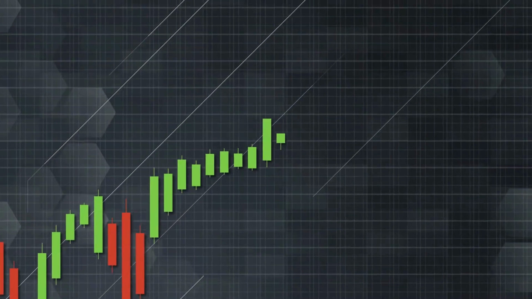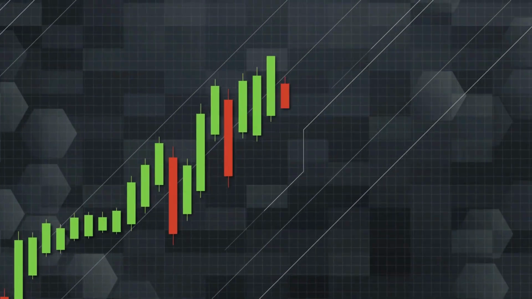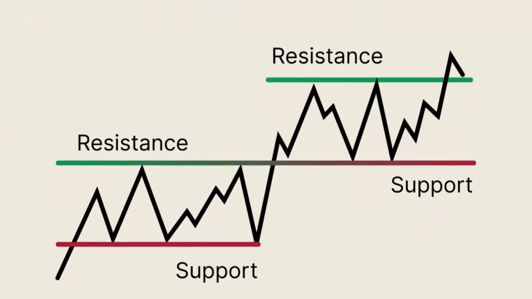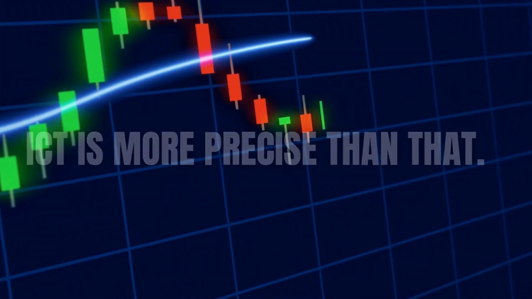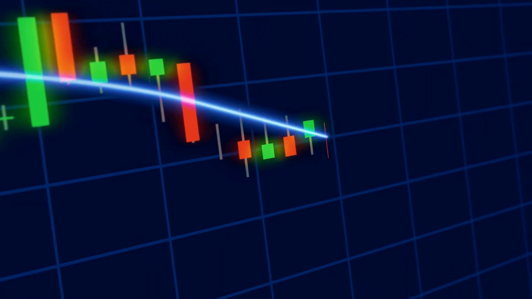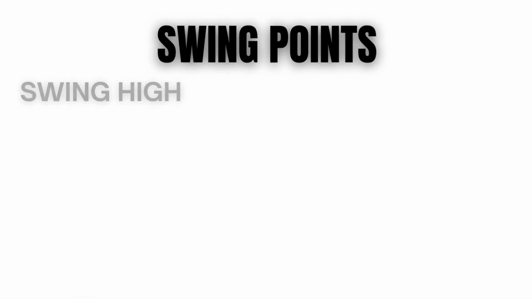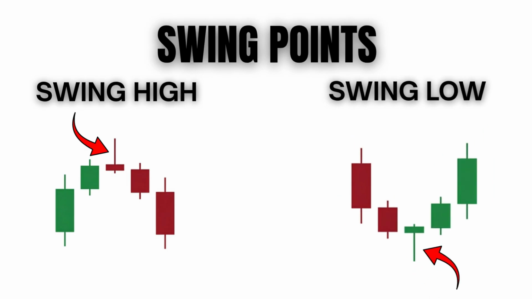But here is where ICT takes it further than what you have seen before. In traditional technical analysis, most traders draw horizontal support and resistance lines and look at general trend direction. ICT is more precise than that. The first thing ICT focuses on is swing points. A swing high is a candle that has a lower high on both its left and its right. A swing low is a candle that has a higher low on both its left and its right. These are your reference points. They are the highs and lows that matter.